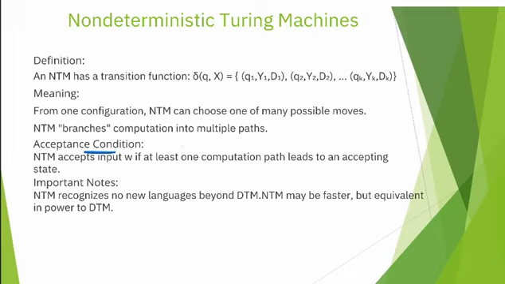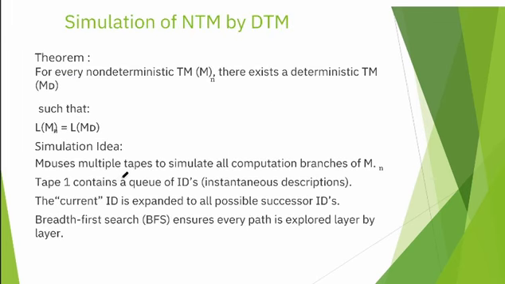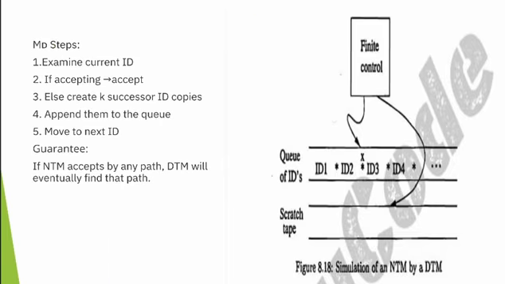The DTM's process: tape 1 stores a list of IDs, instantaneous descriptions. Each ID represents a branch. The machine uses BFS, breadth first search, and if any path reaches an accept state, the DTM accepts. So NTMs are powerful for design but do not increase computational capability.